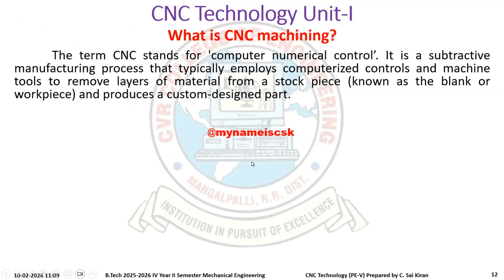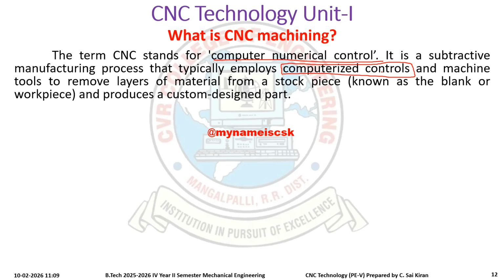So what is a CNC machine? The term CNC stands for computer numerical control. It is a subtractive manufacturing process. We are not doing additive manufacturing, we are doing subtractive manufacturing, which employs computerized controls. Some of the controls are done by computers. If you give instructions, the computer will automatically control and create the part.